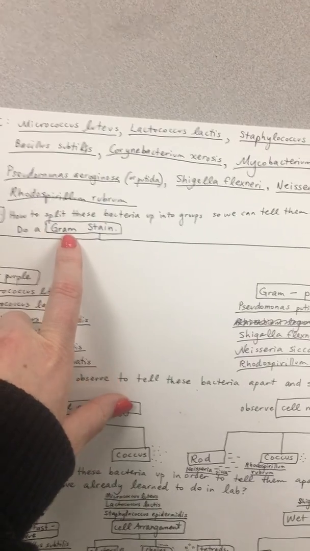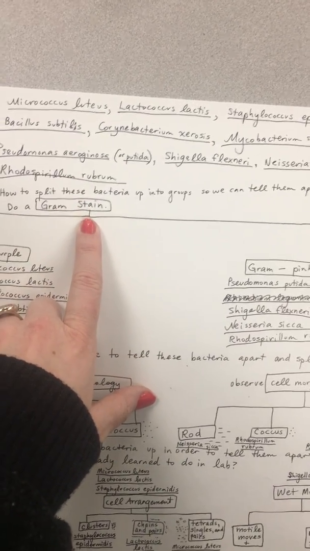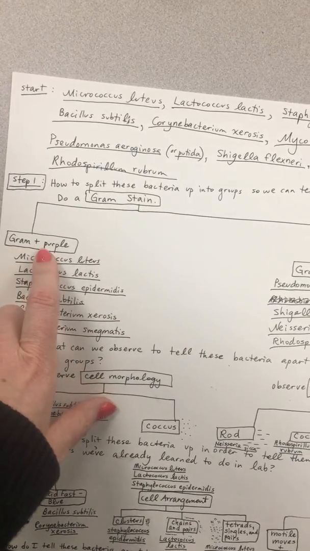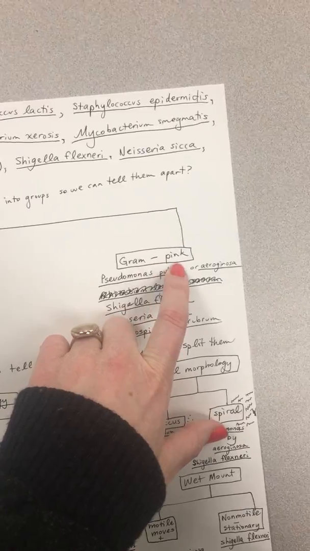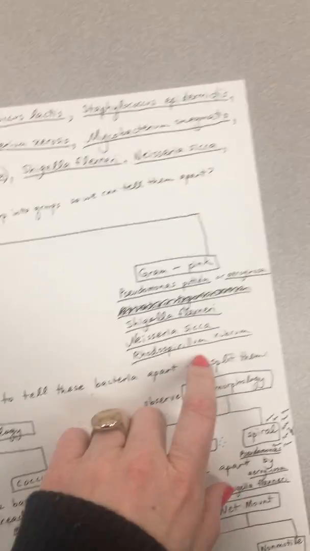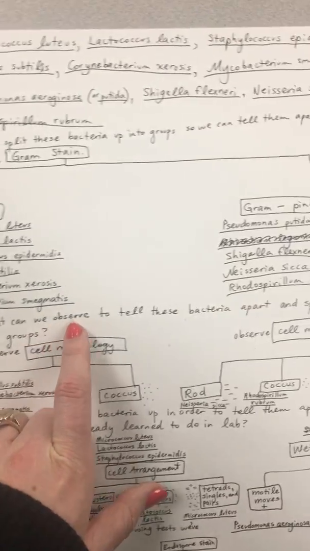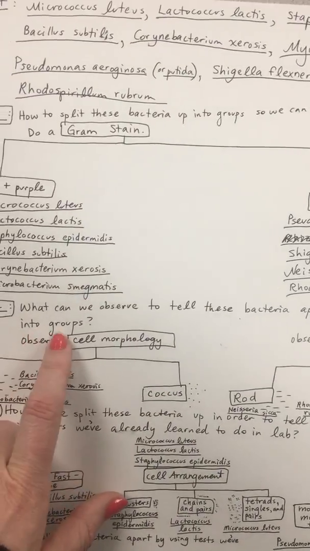Do a gram stain. So when you follow your gram stain procedures, you will either get gram-positive bacteria that stains purple, or you'll get gram-negative bacteria that stains pink. So you'll either have this group or you'll have this group. Step 2, what can we observe to tell these bacteria apart and split them into groups?